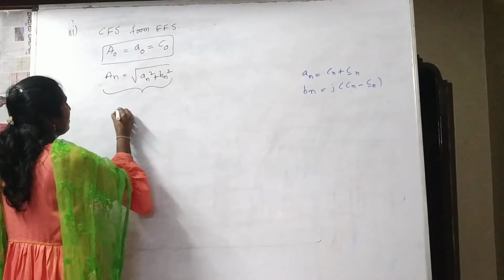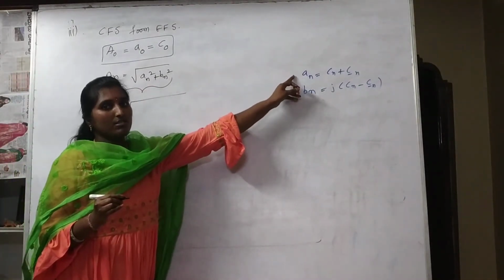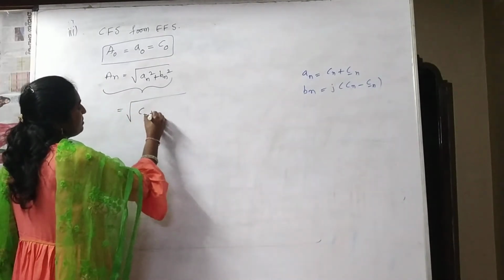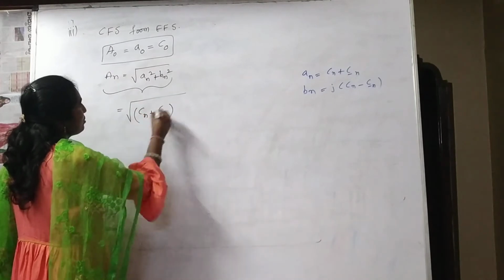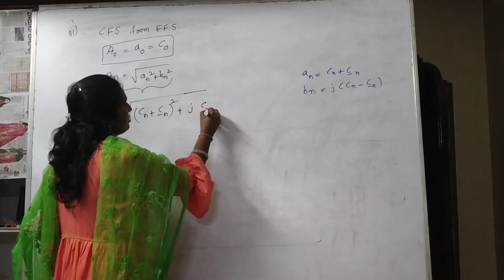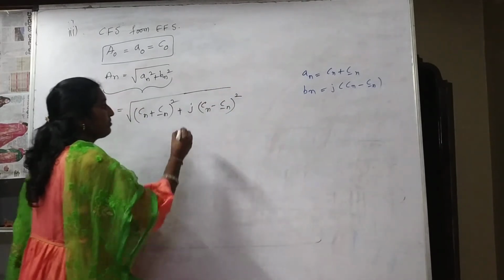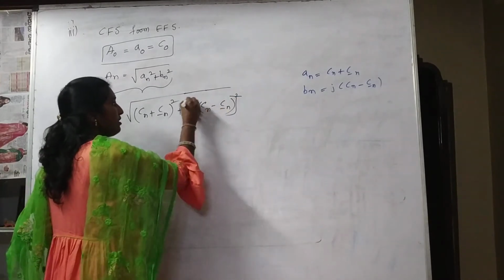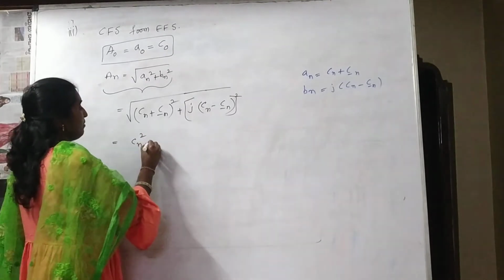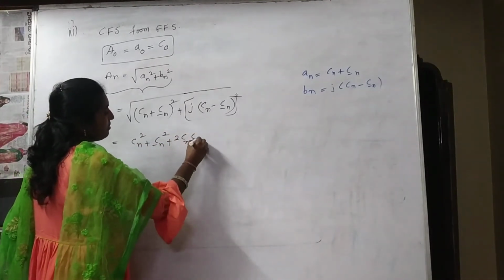Then substitute the an relation. Just now you got this relation. First one, (cn plus c minus n) whole square, and bn is j times (cn minus c minus n), whole square, and even for this j is also included. Then using the (a minus b) whole square formula: cn square plus c minus n whole square, minus 2 cn c minus n.